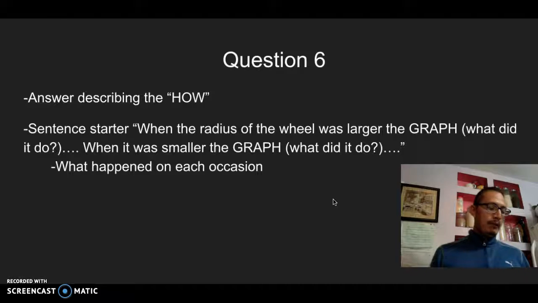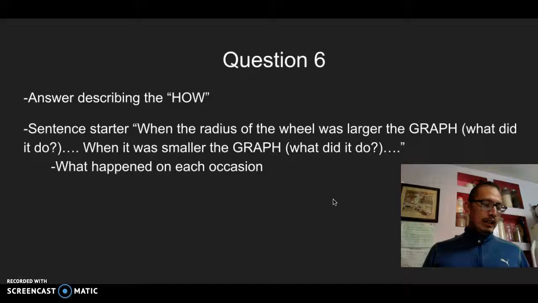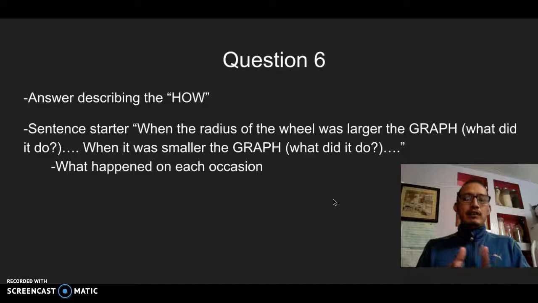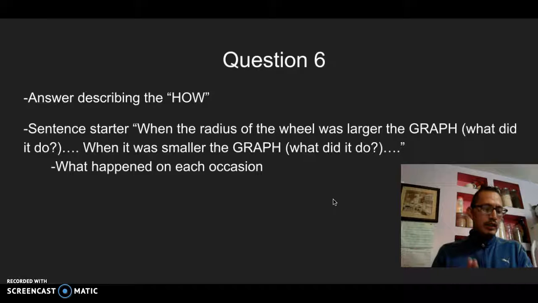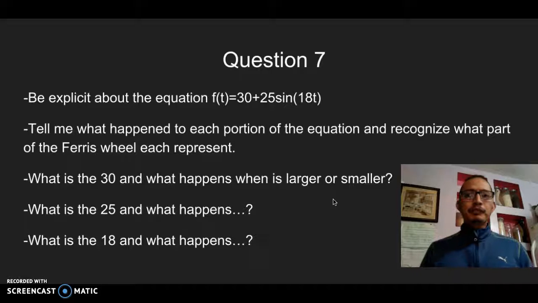I believe the problem asks you for the height of the center of the Ferris wheel, and when the wheel rotates faster or slower, right? You have to tell me how your graph is being affected when it's going faster or slower, when it's larger or smaller. So that's what I was looking for.